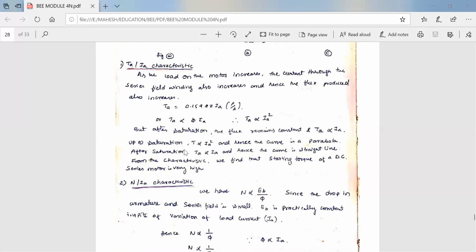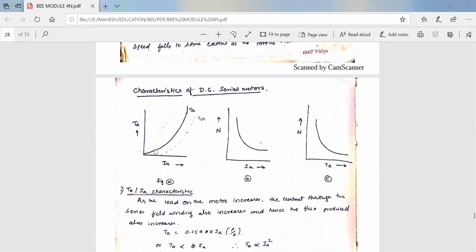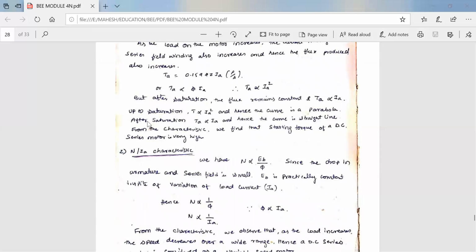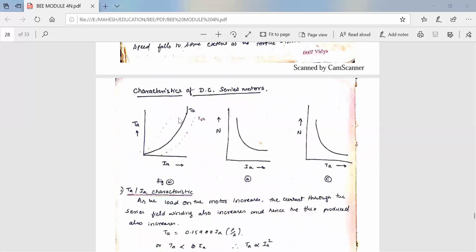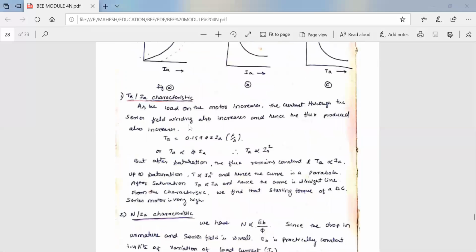So up to saturation, the armature torque will vary in the form of Ia square, and hence the curve is a parabola. Here you can see that the curve is a parabola for both armature torque and the shaft torque. After saturation, TA is proportional to IA, hence the curve is a straight line. From the saturation point, the curve becomes a straight line.